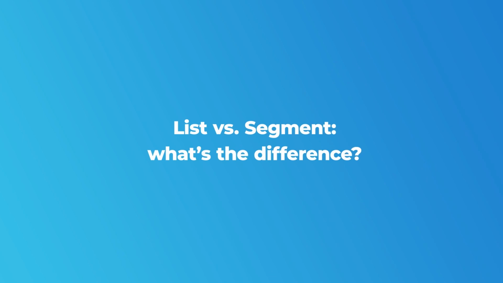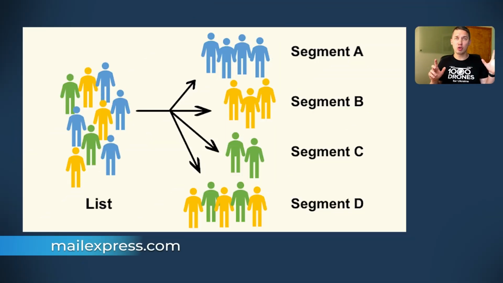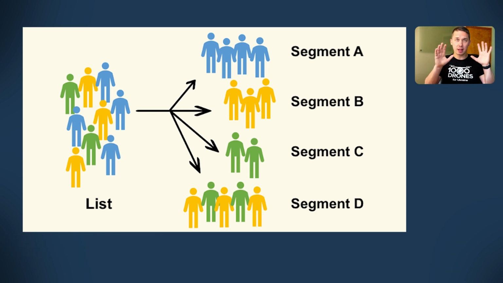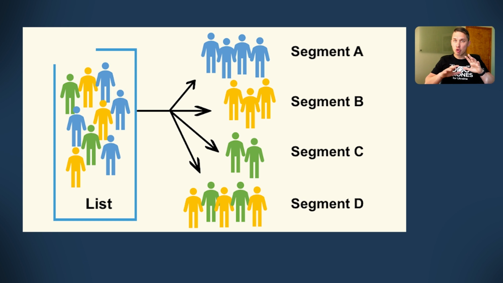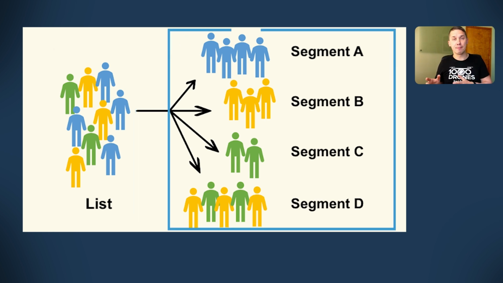What is the difference between list and segment? This image I took from mailexpress.com, and it's an amazing representation of list versus segment, and I'll explain it to you. As you can see here, a group of people are signing up for your newsletter, or buying something on a website, but this list is static. You either need to manually add them or they can sign up for that list. However, on the other hand, the segment is a characteristic of a group of people.